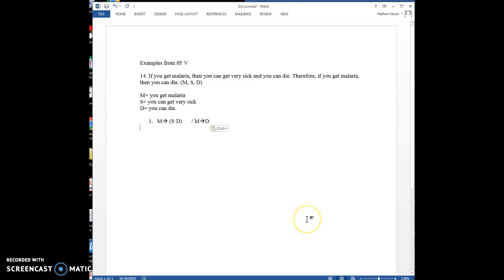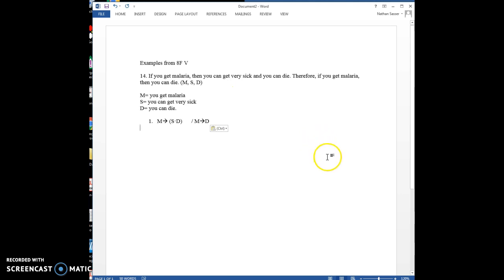Okay, in Chapter 8, Section F, Section 5, we are asked to do word problems, symbolize the word problems, and use all of our implication rules and all of our replacement rules to prove the conclusions that they give us. So here's our word problem.